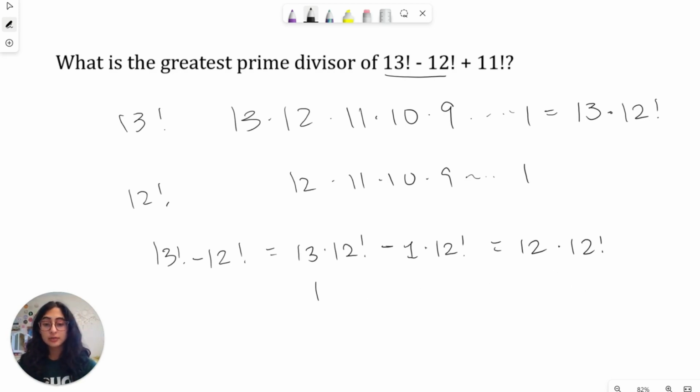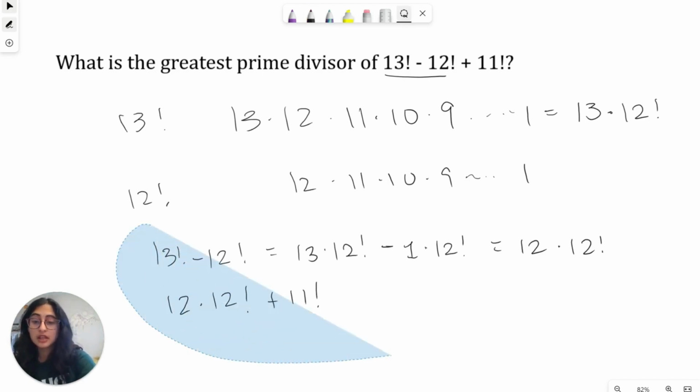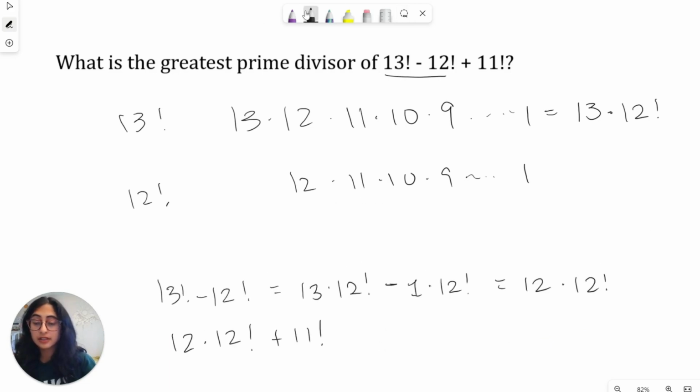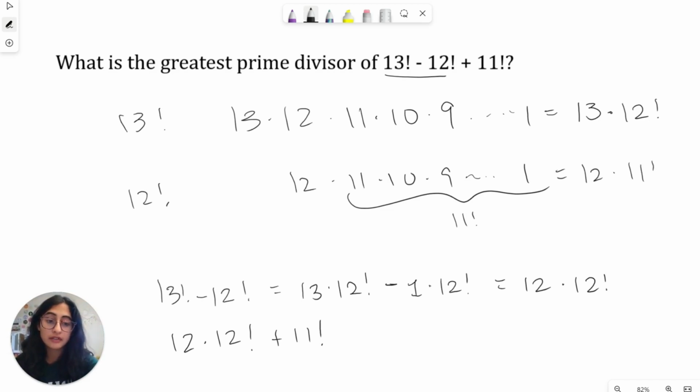So that's our first part, the 13 factorial minus 12 factorial. Now we have to take that 12 times 12 factorial and add 11 factorial to it. We can use the same logic here because we know that 11 factorial is part of 12 factorial. 11 factorial is inside of 12 factorial, as we can see right here. Because 11 factorial is this section, 11 times 10 times 9 times 8 all the way to 1. So we can say 12 factorial is 12 times 11 factorial.